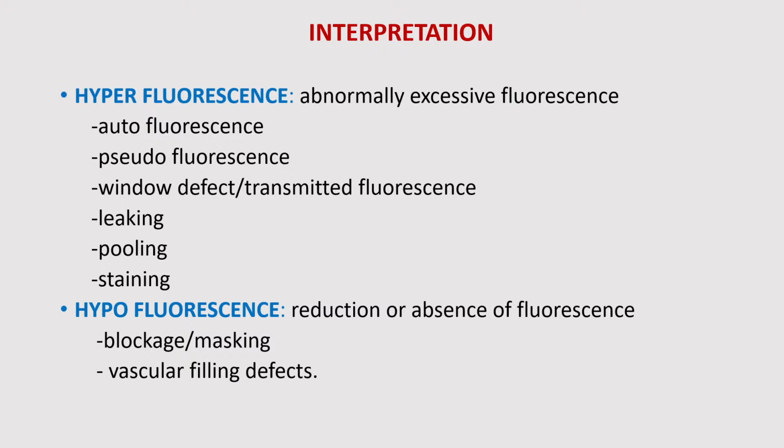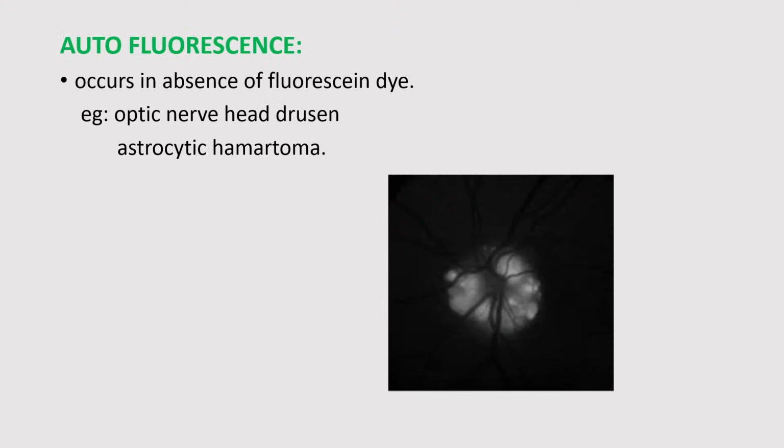How to interpret FFA? Hyperfluorescence and hypofluorescence. Hyperfluorescence is abnormally excessive fluorescence, in cases of autofluorescence, pseudofluorescence, window defect, leaking, pooling, staining. In hypofluorescence, there is blockage or masking effect and vascular filling defects. Autofluorescence occurs in the absence of fluorescent dye, as in cases of optic nerve head drusen or astrocytic hamartoma.